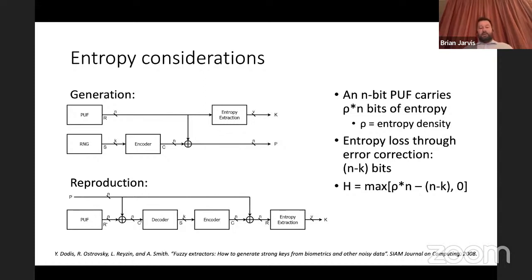You also have to take into account the entropy loss that comes from the error correction code, because the n minus k parity bits can't be used towards the level of entropy. So to calculate the remaining entropy h on this system, you would take the entropy density of the PUF, minus the n minus k bits.